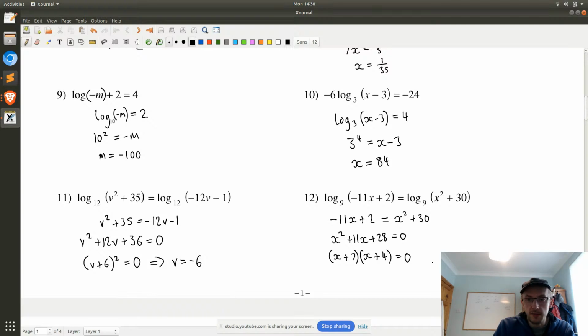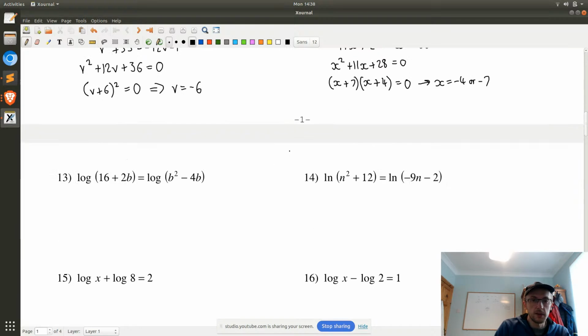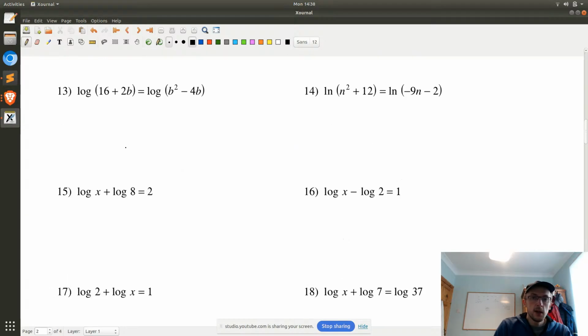Okay, here the claim is that x is negative 7 or negative 4. But we must check. Okay, for negative 4, it's totally fine. For negative 7, it's totally fine. Okay, so now to check. Yes, these are all fine. Okay, now the next 4.